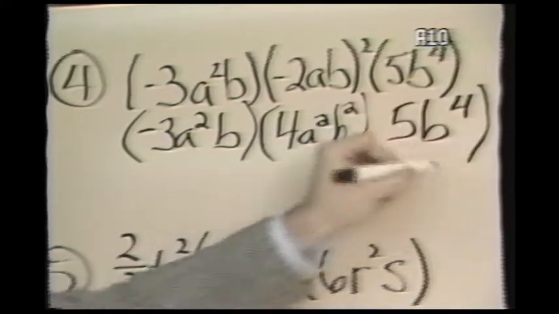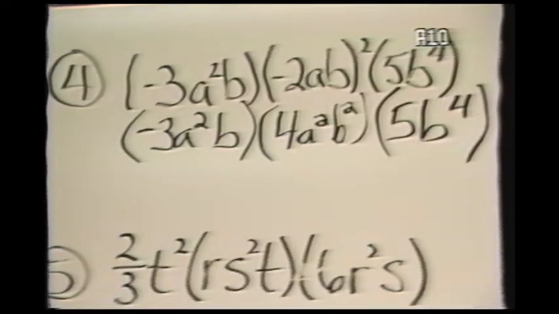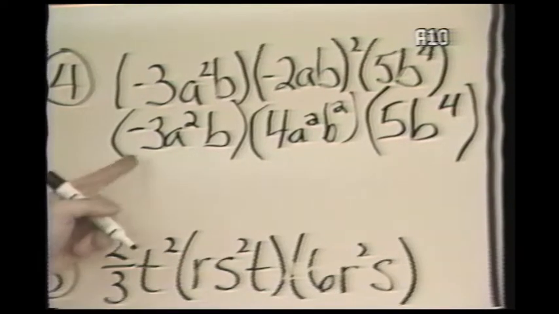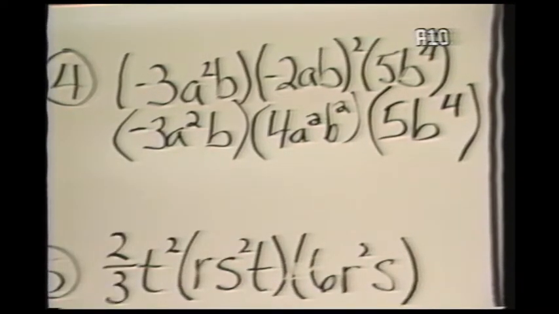So now I'm ready to go. Numbers by numbers. Negative 3 times 4 is negative 12. And negative 12 times 5 is negative 60.